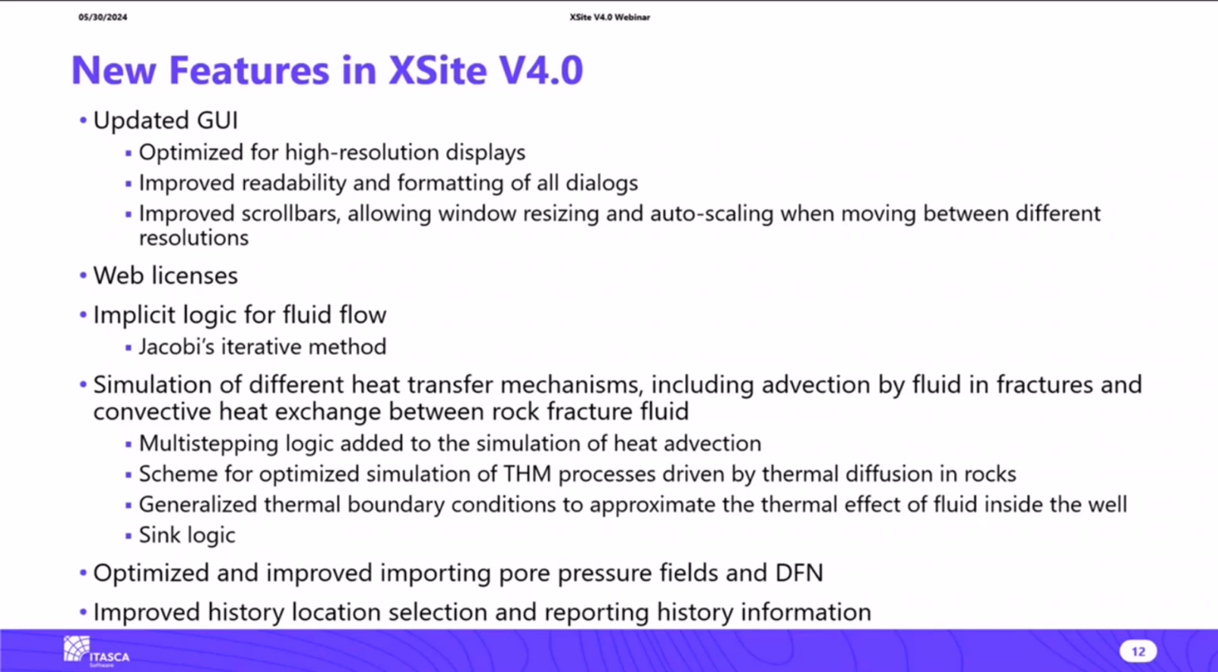And in terms of developments and improvements of the core of the code, we implemented the implicit solver for fluid flow analysis using the Jacobi iterative method. And now I have a couple of slides to illustrate the speed gain using implicit logic. And then we implemented the capability to simulate different heat transfer mechanisms, including advection by fluid and convective heat exchange.